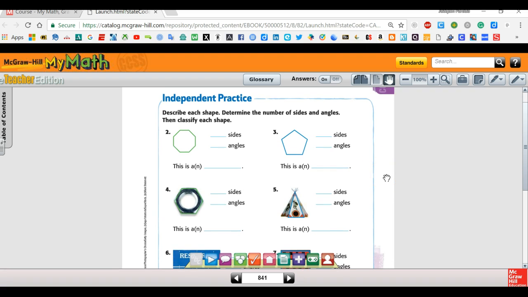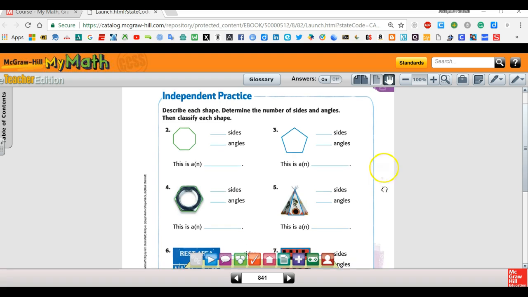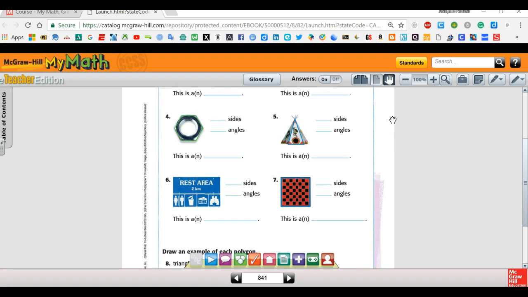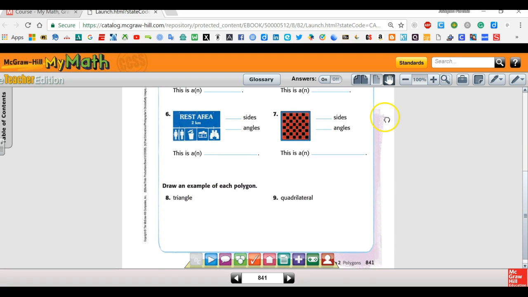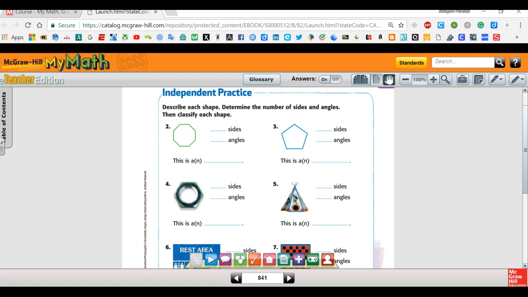Going to do 2, 3, 4, 5. Just again, tell me how many sides, how many angles, and what's the name of the shape. And then 8 and 9 as well. So do that whole page. So when you're all done, you should have something like this.